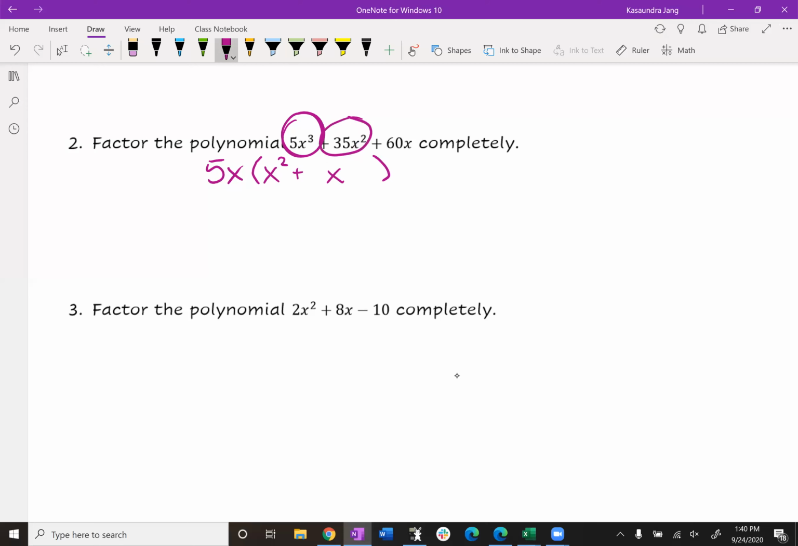The number though, what's 35 divided by 5? Yeah, 7. So I'm going to put a 7x. And you can check and make sure if you multiply this together, you should get back to where you started. So the 5 times 7 is 35. There we go. And then my last term. So Abigail, I'm sticking with you. What is my last term?